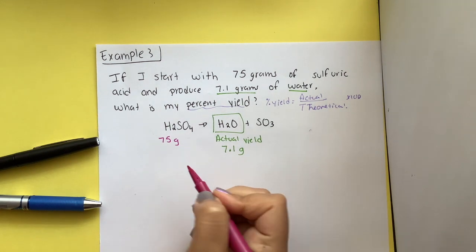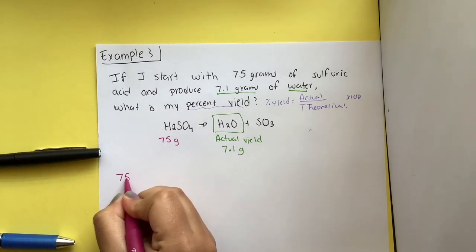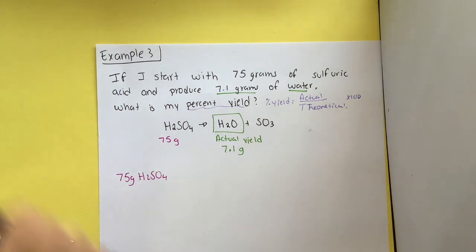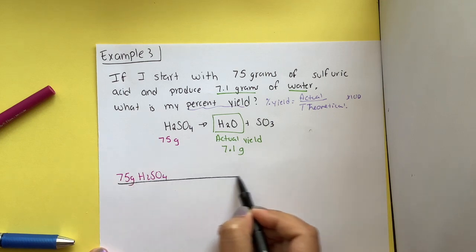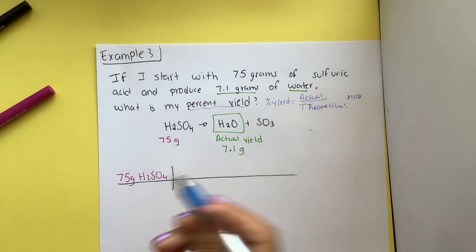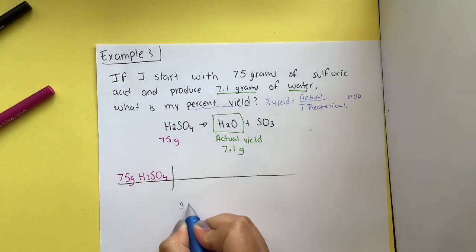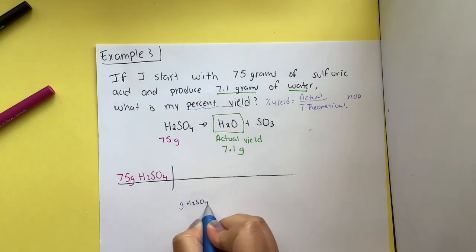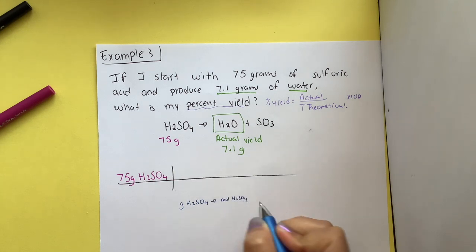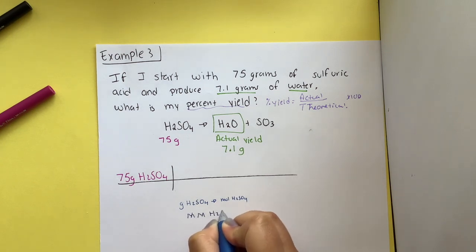So I'm going to start, just like in every stoichiometry problem, with what was given to me: 75 grams of H2SO4. Remember that in every stoichiometry problem, I always need to use the mole ratio. But in order to use a mole ratio, I need to be in moles. And right now I am in grams. So I need to go from grams of H2SO4 to moles of H2SO4 by using the molar mass of H2SO4.